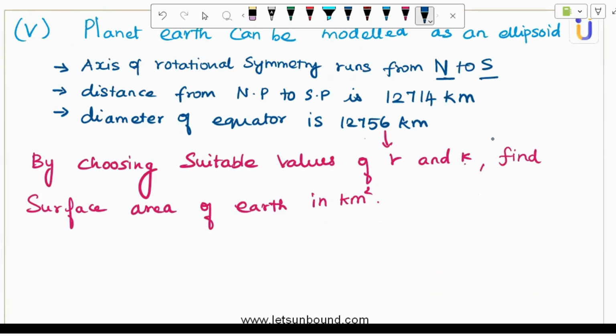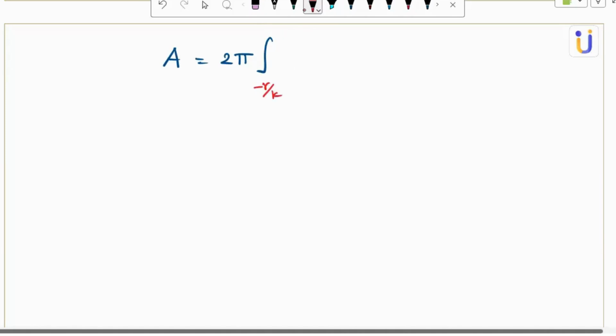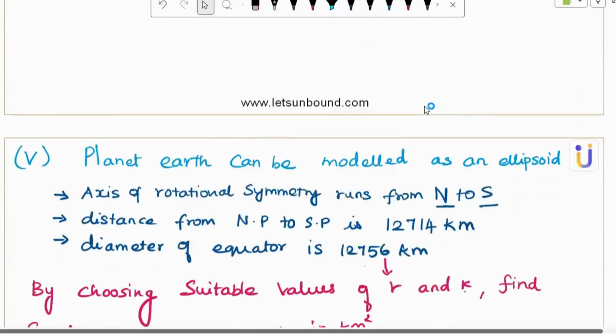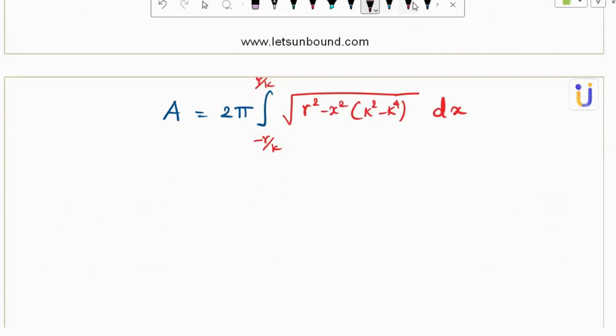Now, they are asking us to find the surface area of the earth in kilometers square, correct to 4 significant figures, and they want the answer expressed in scientific notation, of course. First, let's take our model for an ellipsoid. Sorry, this is the old model. The ellipsoid model is 2 pi times the integral from minus r over k to r over k of the square root of r square minus x square times k square minus k power 4, dx. So this is our model. Now what is my r and k? That's the only thing we need to fill.